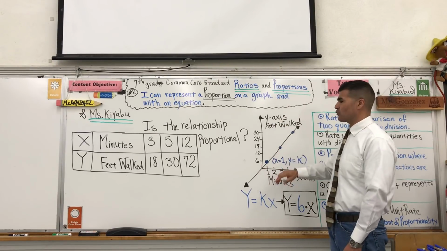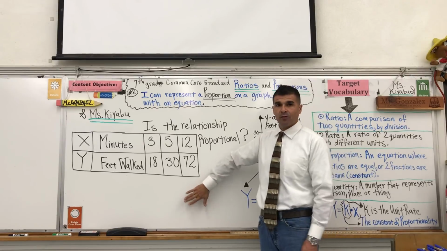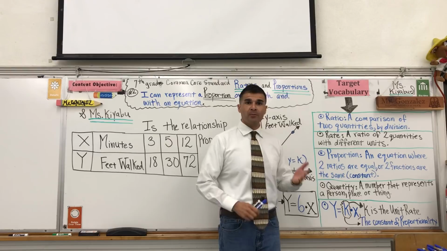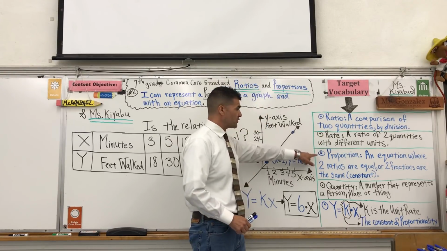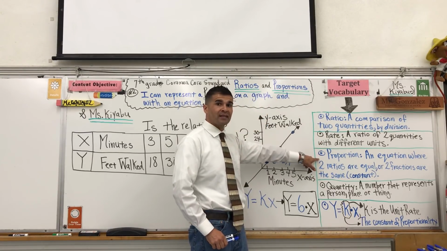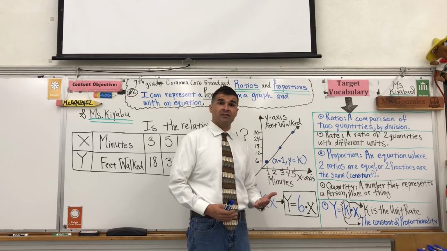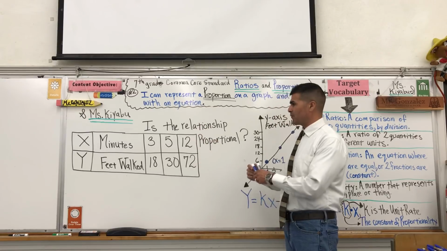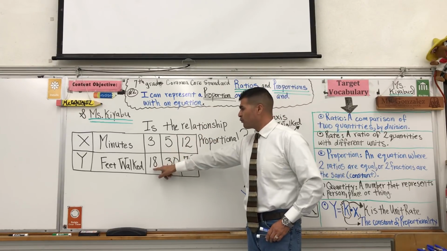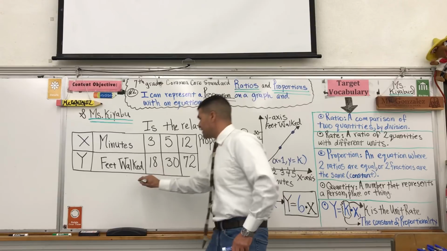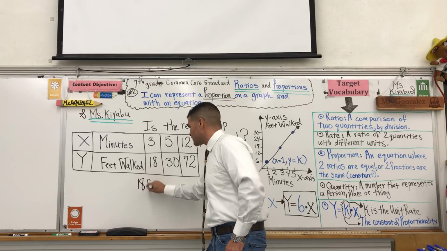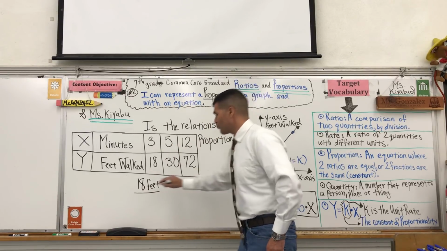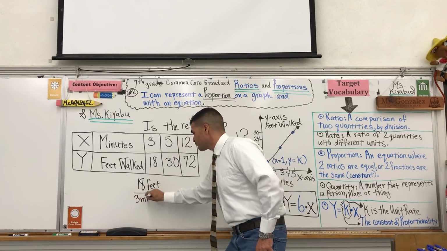But what if we didn't have this graph? We could use the table and still find out that this is a proportional relationship. See, we know that a proportional relationship is where two ratios or two fractions, because a ratio is a fraction, it's when they're the same. So let's make some fractions from our table here. Let's see here. We know that we've walked a total of 18 feet. So I'll set up my first fraction. So I'm going to put 18 feet here. And I'm going to go ahead and write 3 minutes here.